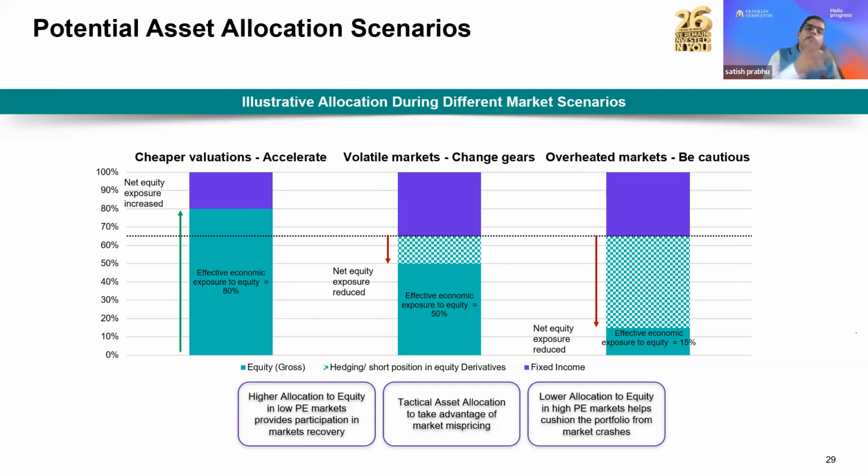So on the left-hand side, you find that the valuations are cheaper. That's the reason you put in more money in equity. On the right-hand side, you find that the valuations are very high and you invest lesser amounts in equity. When the valuations are high, the markets are expected to fall. And to prevent that fall, you put in lesser money in equity.